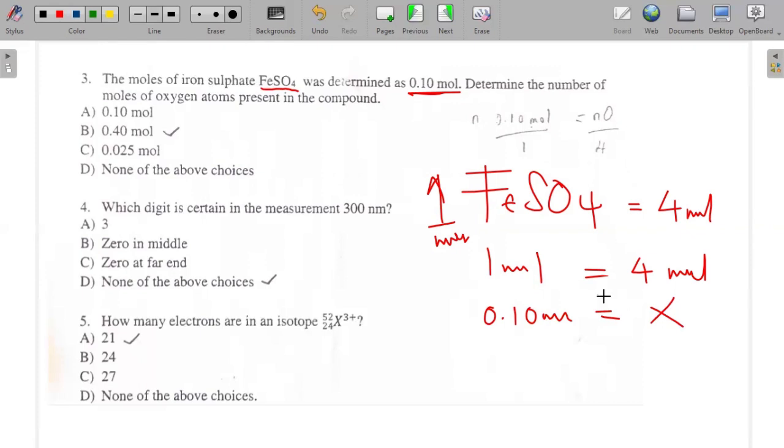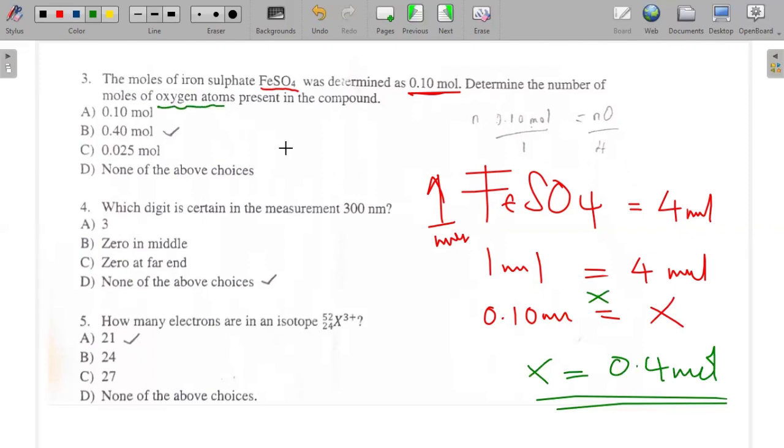So you just cross multiply here. x is equal to 0.1 multiplied by 4, and I get 0.4 moles. So these will be the moles of the oxygen atoms. Be very careful of the questioning, or the particles that they are looking for. Sometimes they can say molecules. Here they said atoms.